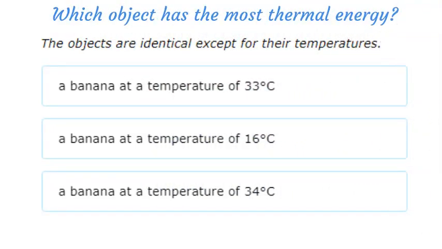Which object has the most thermal energy? All three bananas have the same mass but different temperatures. Since the 34 degrees Celsius banana is the hottest, it has the most thermal energy.